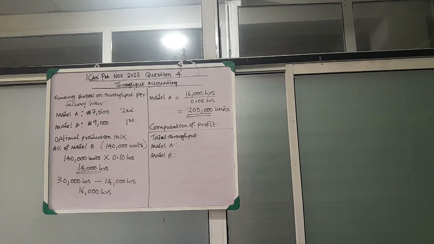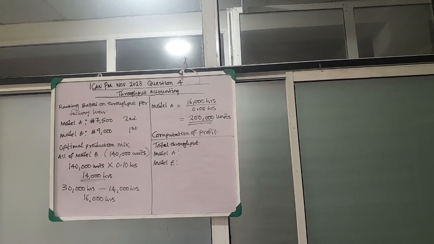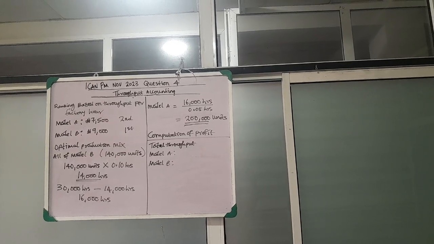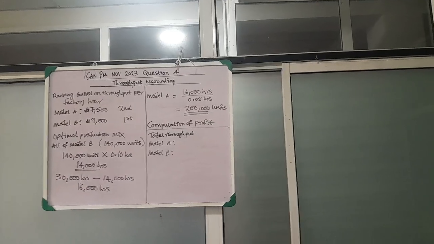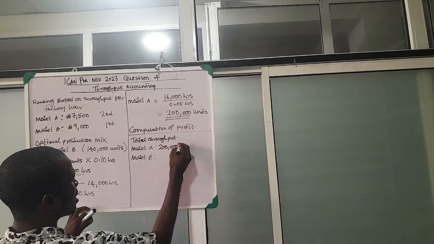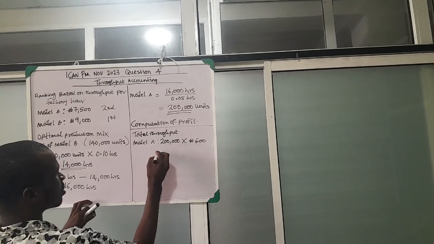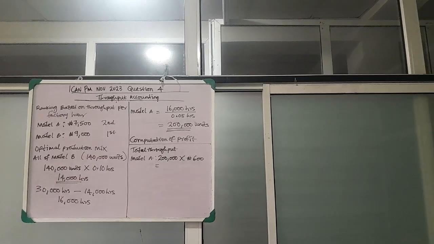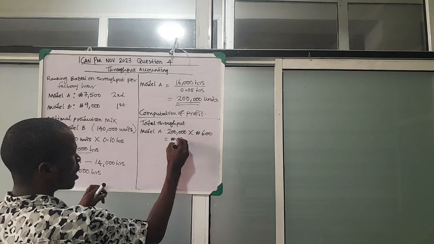Model A, 200,000 units was produced. So 200,000 units times the value we have already gotten, which is the throughput per unit. Throughput per unit for model A is 600. So 200,000 units times 600 will give us 120 million.